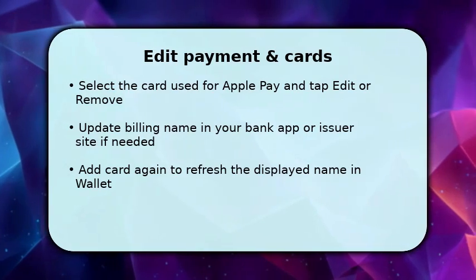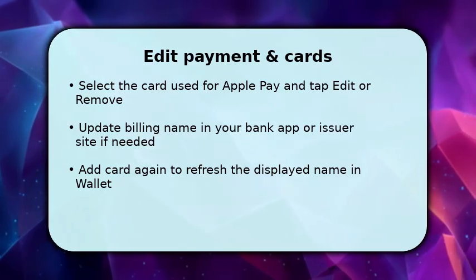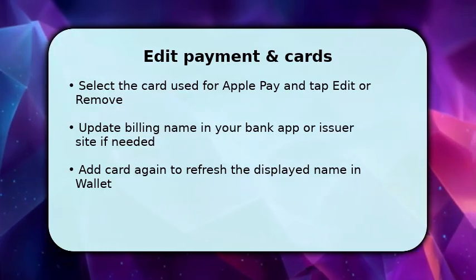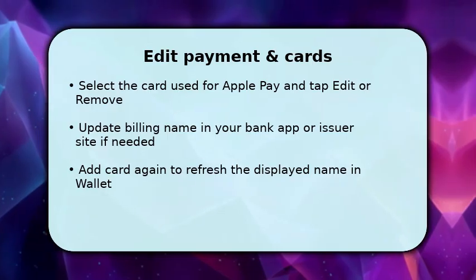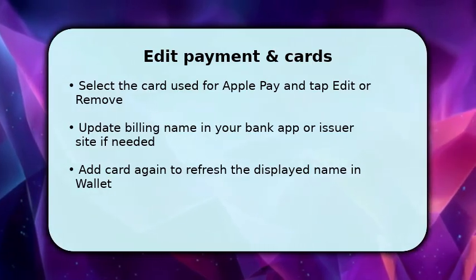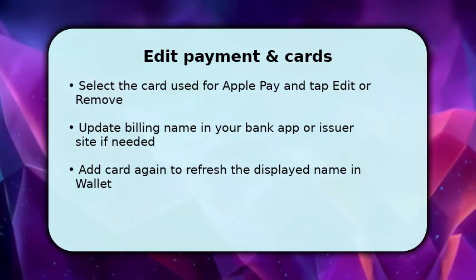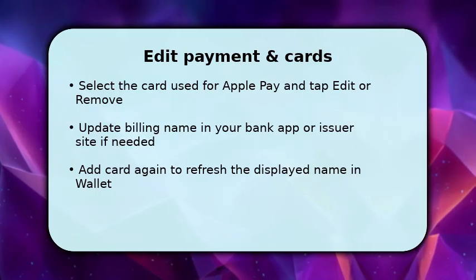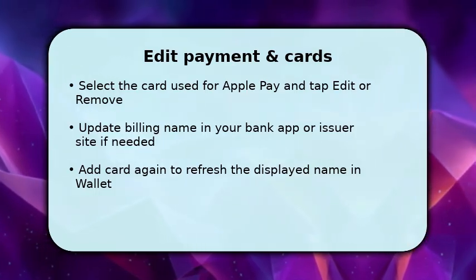Next, focus on the card itself. Open Wallet, tap the card, then the three dots or Edit to view details. If the billing name shown is incorrect, you may need to remove the card and re-add it after the issuer reflects the corrected name. Make that change through your bank or card issuer's website or app.